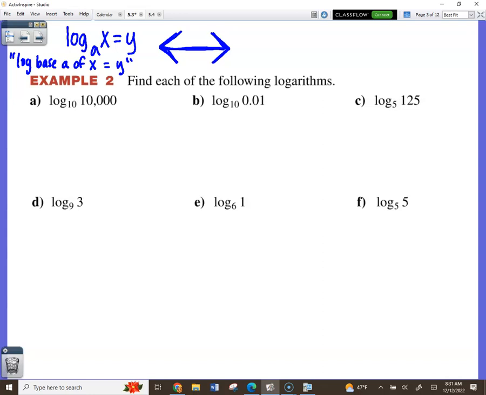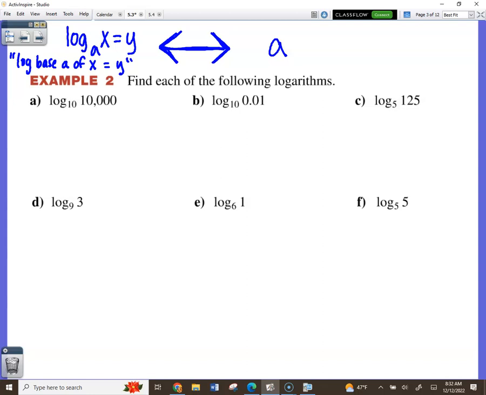What is the base of the log here? A. The base of the exponent is the base of the log. So when I say the base of the exponent, I mean the big portion that the exponent's attached to, right? That's called the base. So the base of the log is A. The base of the exponent will be A.